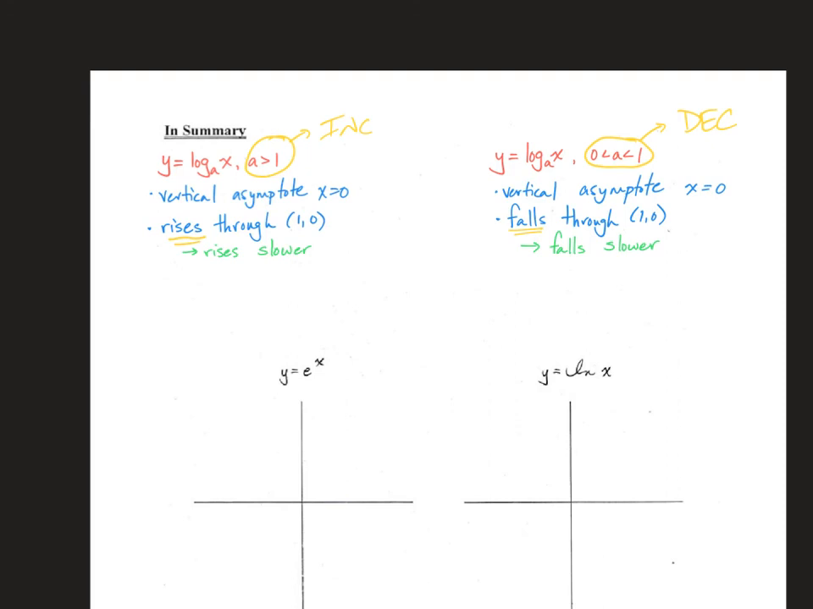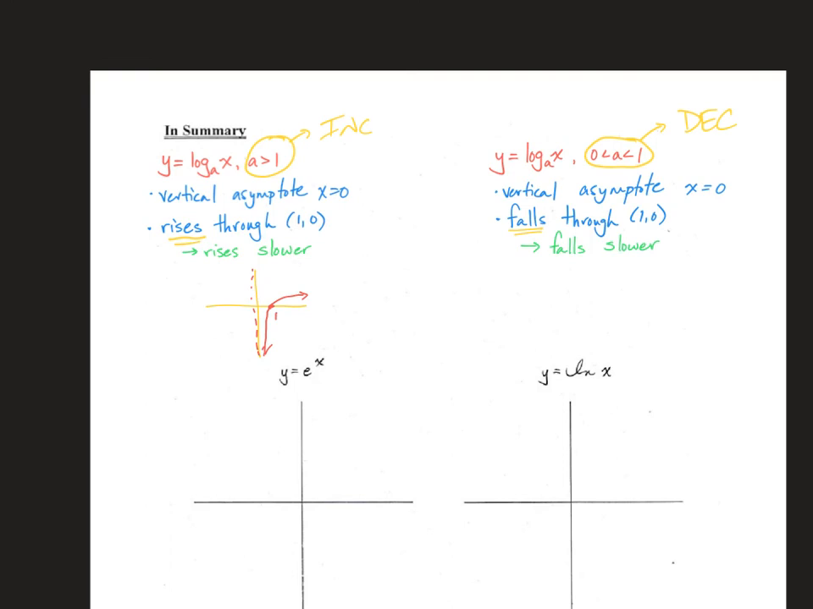So, if we can look back at that left column right now, then we can see a very fast way for us to be able to construct a graph. If I had a quick set of axes, and I had to construct a log graph where my base of that log was greater than 1, then I know that I have a graph that is going to have a vertical asymptote at x equals 0, and my graph is going to rise through that x-intercept of 1. Now, once I hit that x-intercept, I change curvature, and where I was steep, I become flat.